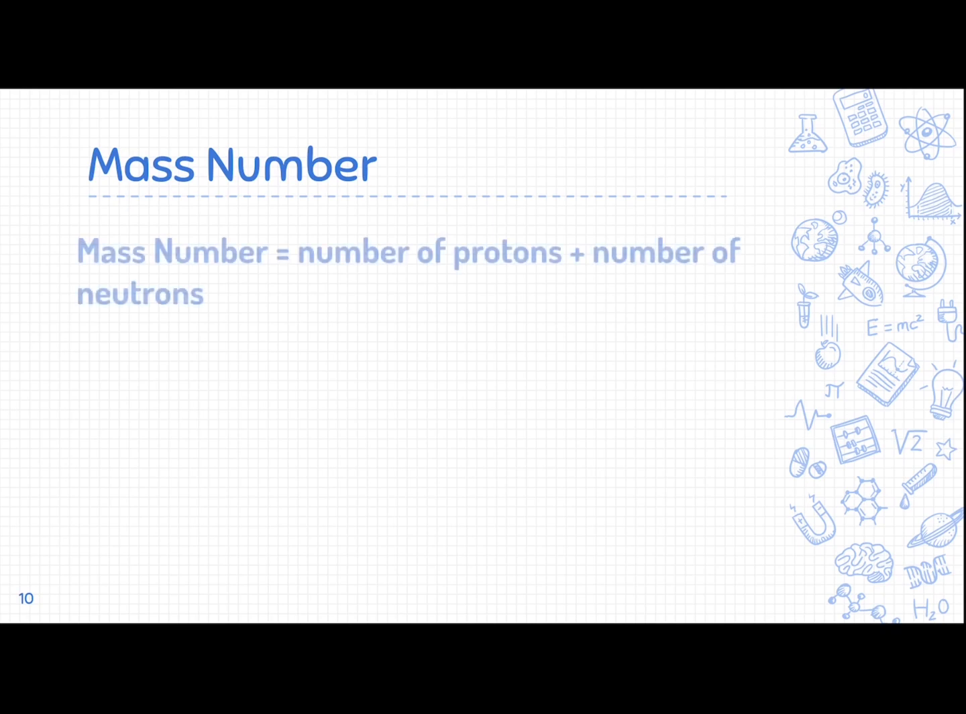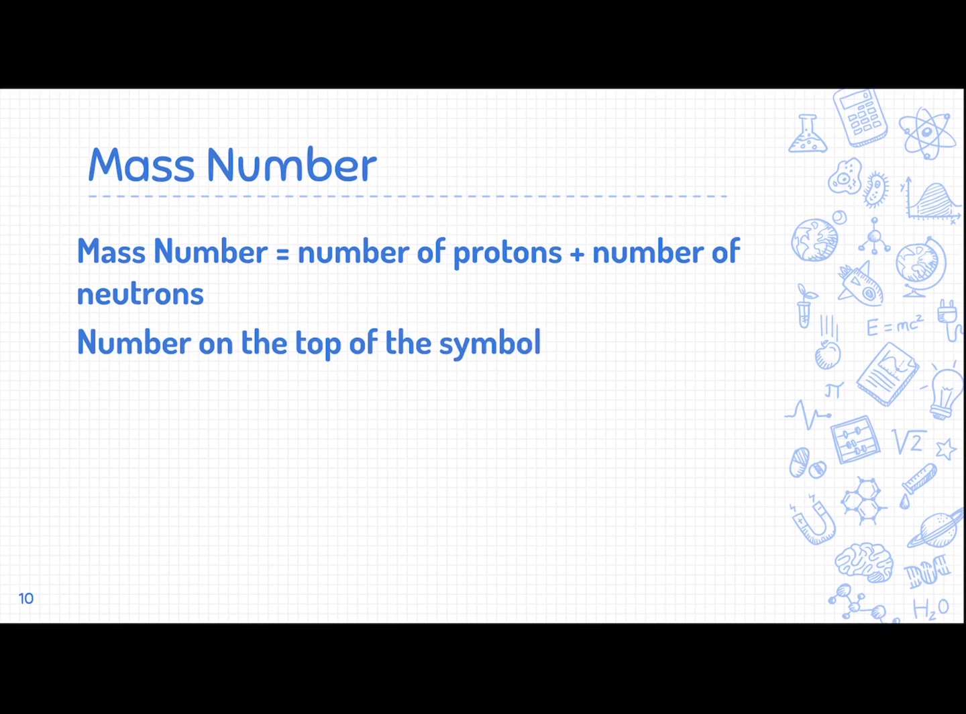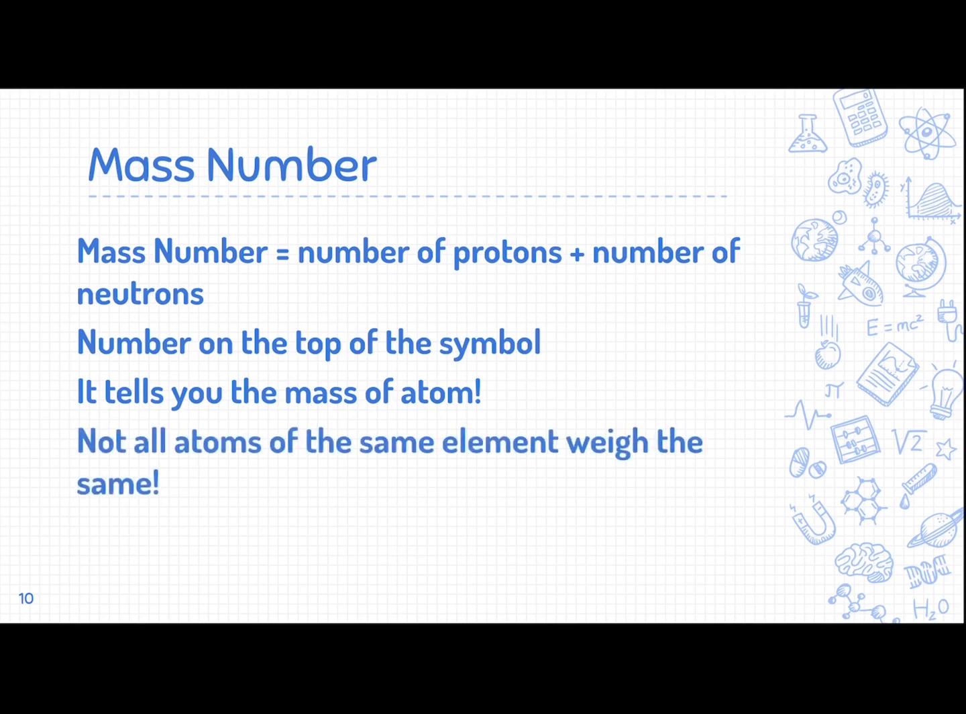Next, we have the mass number. This is equal to the number of protons plus the neutrons. It's always going to be a whole number. It will never be a decimal number, but a lot of times it is pretty close to that decimal number that's on the periodic table. That's also the number on the top of those symbols. This is going to tell you the mass of the atom. Not all atoms of the same element will weigh the same amount. So this mass number is really important.